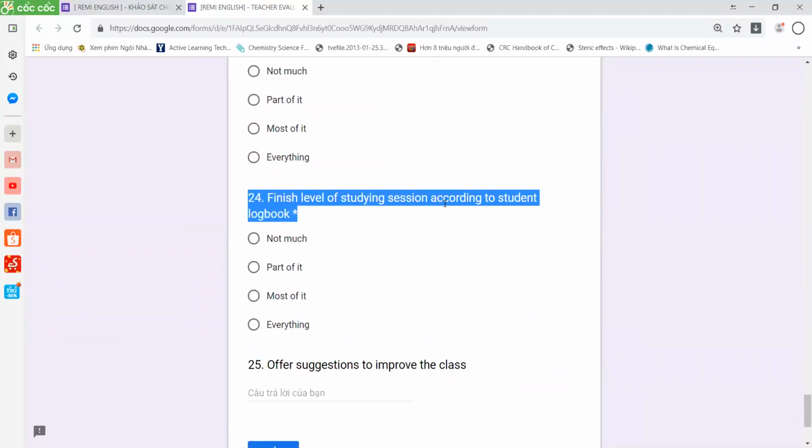Finishing level of studying session according to student logbook. You have to write down the learning process for the student so that we staff could evaluate the efficiency of the lesson.